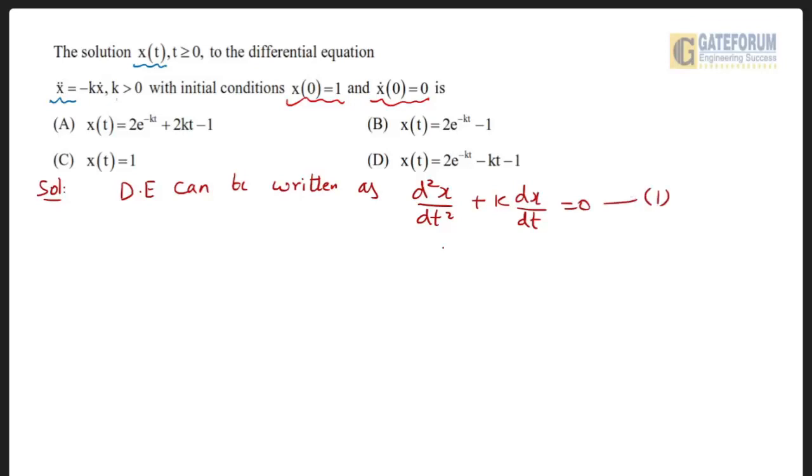So what is the operator form? Where capital D is equal to d by dt, I can write, after taking x common, (D square plus k D) x is equal to 0. X means x of t. So this is your equation 1. D stands for d by dt.